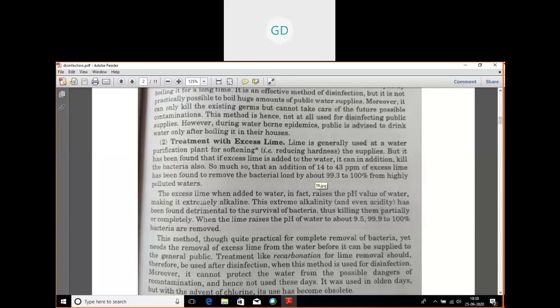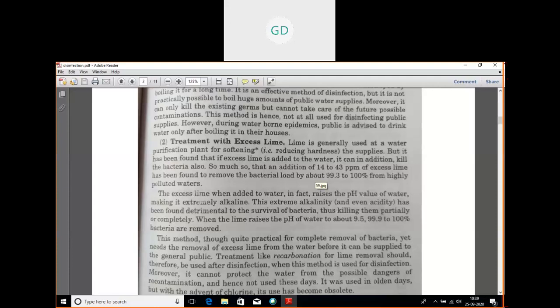But what will happen when you add excess lime? Since lime will increase the pH value, when you add excess lime to the water, it will increase the pH value, and when the pH value is increased, it will make the water extremely alkaline. When it becomes alkaline, that alkalinity can be found to be detrimental for the bacteria to survive. The bacteria cannot survive in alkaline water.